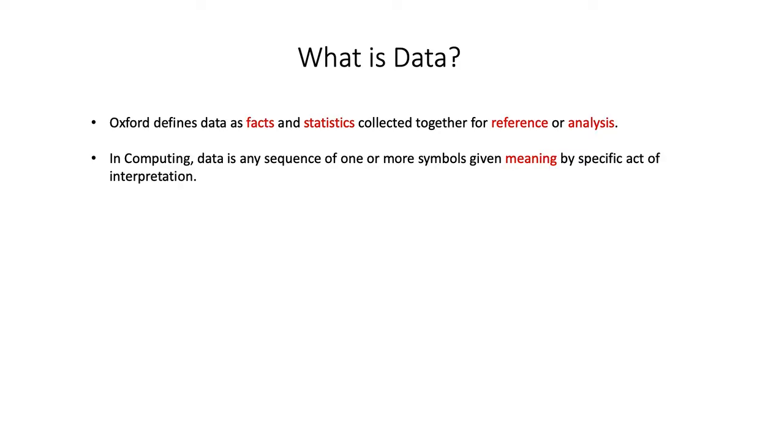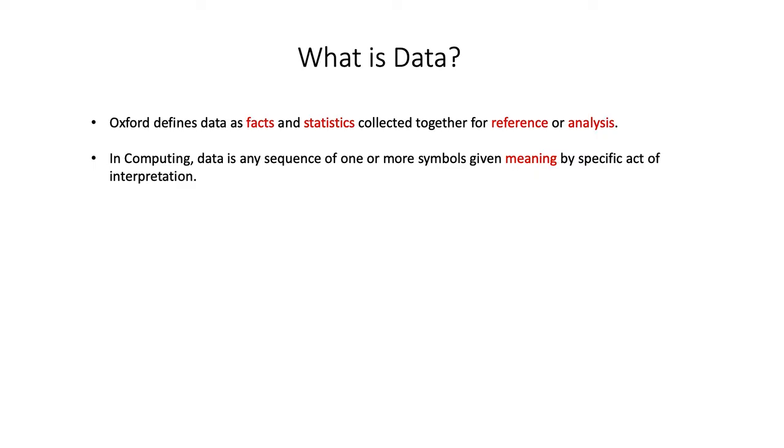So in the basic part of data communications, we will start our discussion with the definition of data. So what is this data? In the Oxford Dictionary definition, you'll find data defined as facts and statistics collected together for reference or analysis. However, in computing, data is any kind of sequence of one or more symbols given meaning by specific act of interpretations.